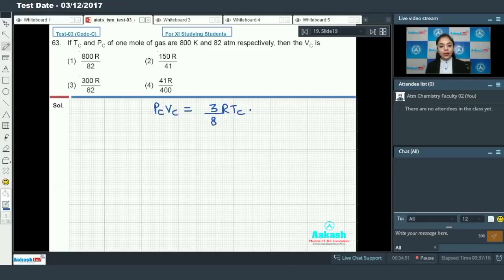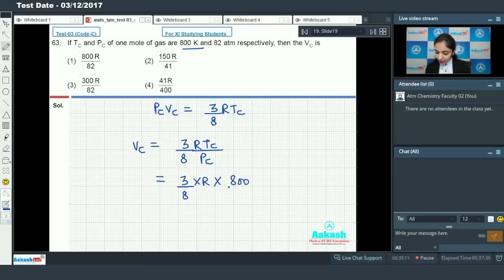So now you have all the values, so substitute all the values and then you can get the answer for critical volume. So Vc will be equal to 3 by 8 R Tc divided by Pc. So 3 by 8 into R, so Tc is 800 Kelvin divided by Pc, that is 82. So it is 300 R by 82. So out of the following 4 options, option number 3 is the correct answer.